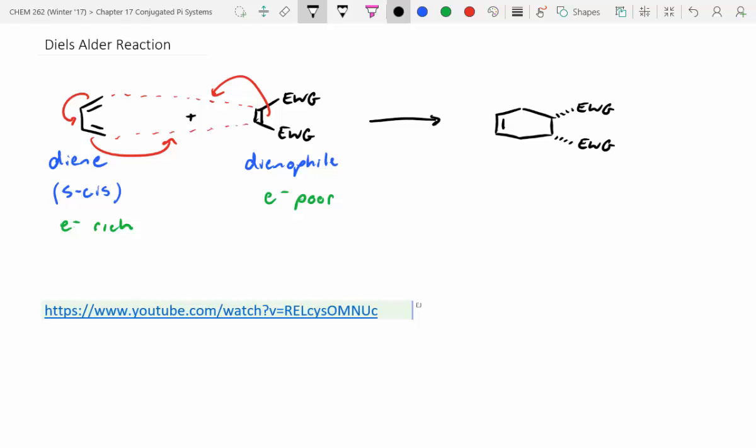Do we have to worry about mixtures of enantiomers here? No. Why not? Meso. It's a meso compound, right? However, there are some situations where you do have to worry about mixtures of enantiomers, and we'll talk about that more later. So let's take a look at this with a short YouTube video.